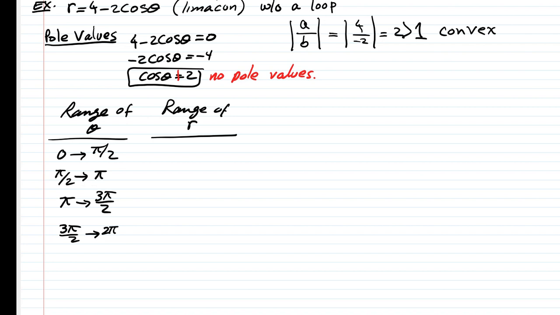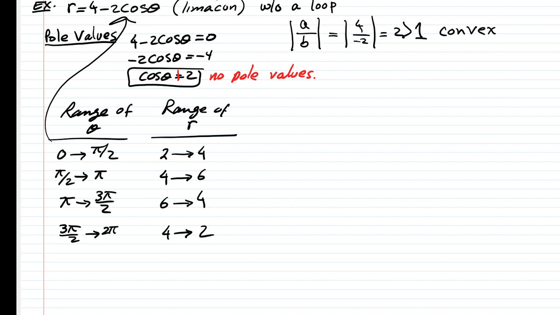Now you plug in for theta into this equation. When theta is 0, cosine 0 is 1, 4 minus 2 is 2. At pi over 2, cosine is 0, so r is 4. And then it goes from 4 to, at pi, cosine is negative 1, times negative 2 is 2, and 4 makes 6. And then coming out of 6, at 3 pi over 2, cosine is 0, so it goes to 4. And then at 2 pi, cosine is 1, times 2, 4 minus 2 is 2. There you have it. Those are the ranges.